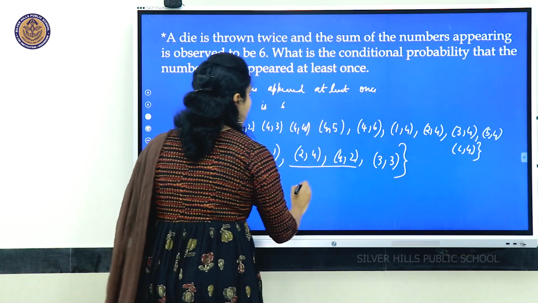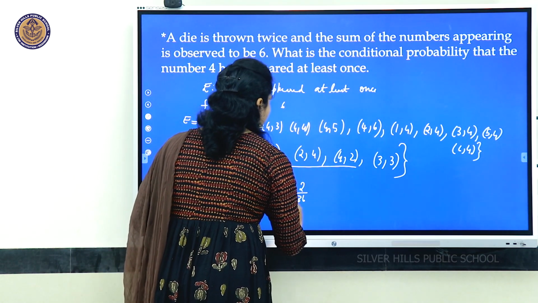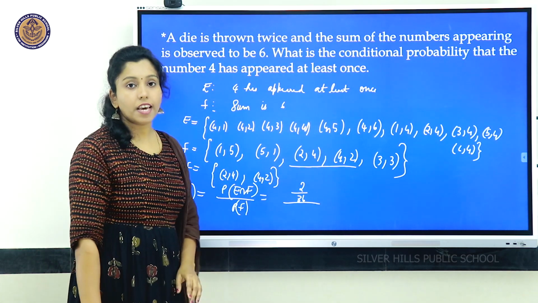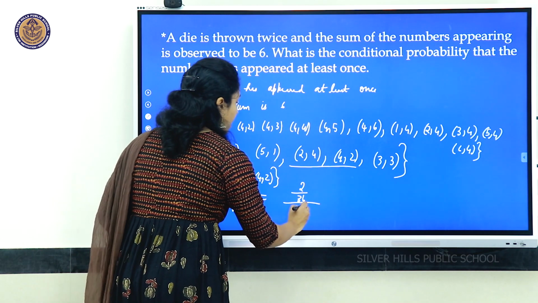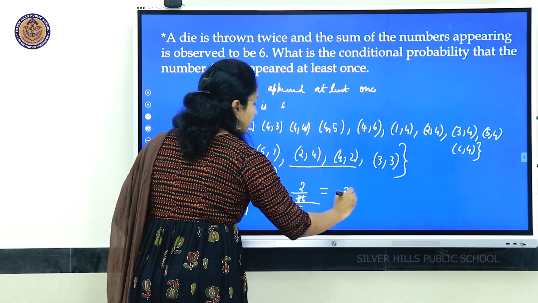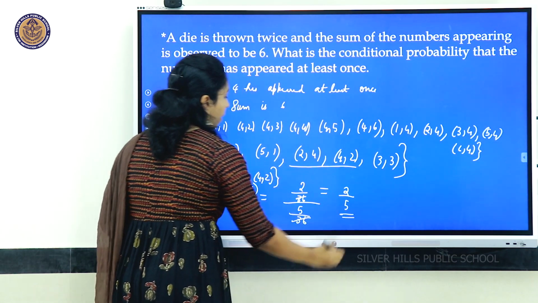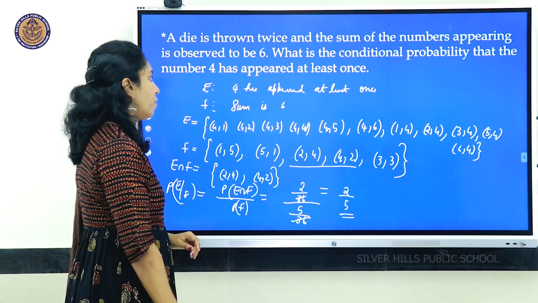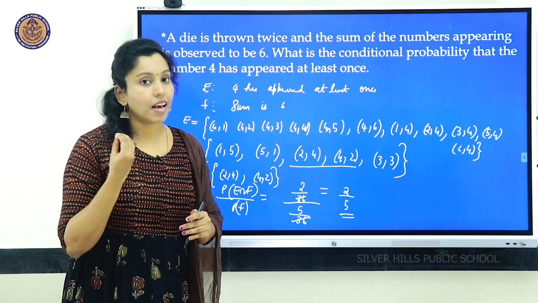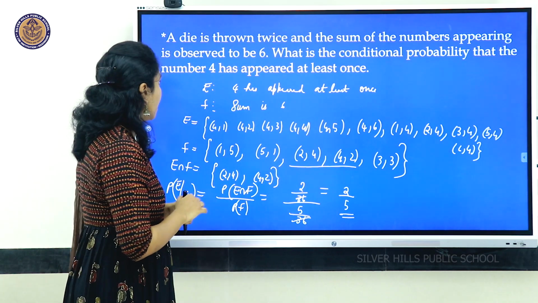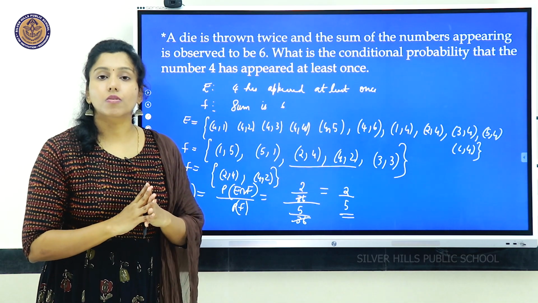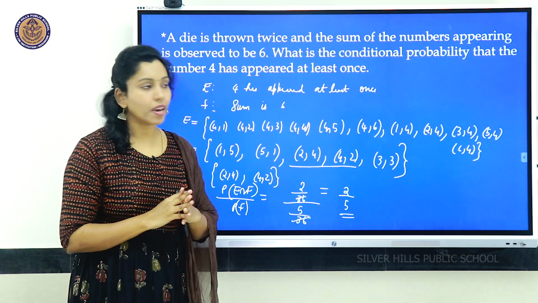Twice. So I get 2 by 36 divided by probability of F. How many members are there? 5 members are there in F out of the total 36. 36 get cancelled and you get 2 by 5. So the answer is 2 by 5, and that is the conditional probability that the number 4 has appeared at least once. And what was the given condition? Sum of the numbers on both the dice was 6. Okay.